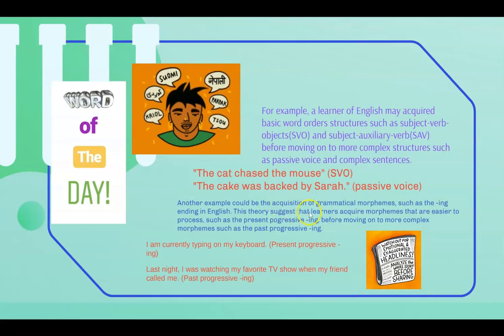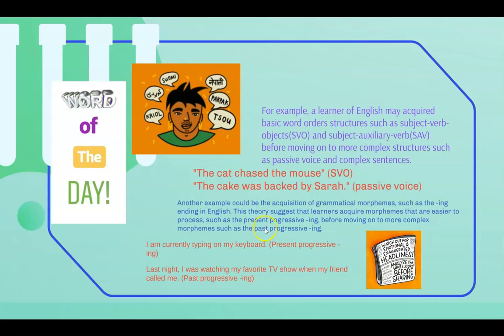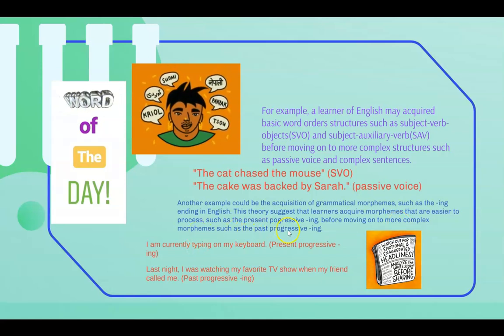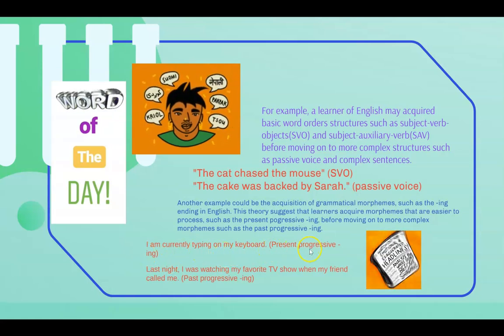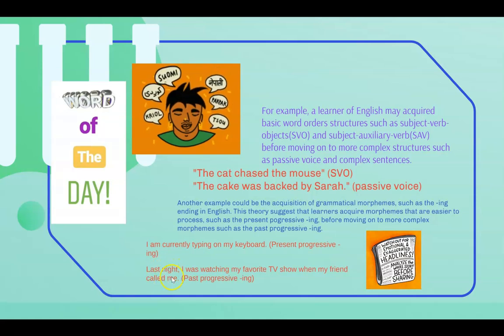Another example could be the acquisition of grammatical morphemes, such as the -ing ending in English. This theory suggests that learners acquire morphemes that are easier to process, such as present progressive -ing, before moving on to more complex morphemes such as past progressive -ing. And here is an example. I am currently typing on my keyboard. That will be a present progressive -ing right here. Typing. And then the other sentence, last night I was watching my favorite TV show when my friend called me. That's past progressive -ing. Watching. So these are two different examples of how this theory works.